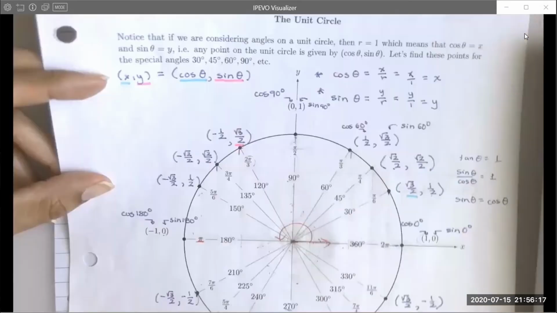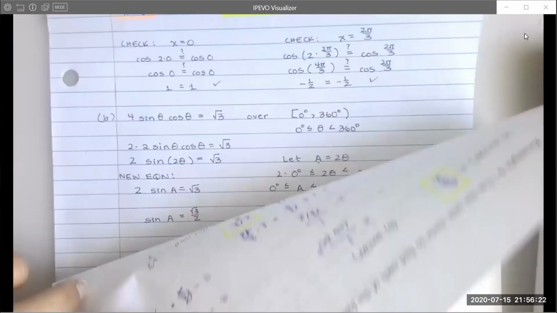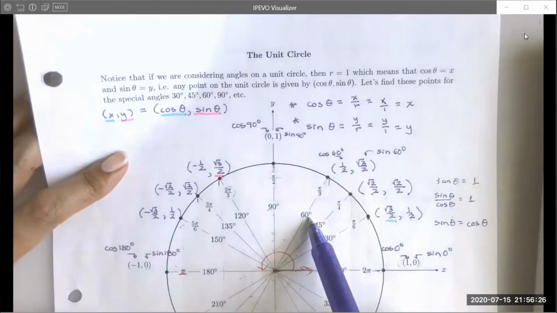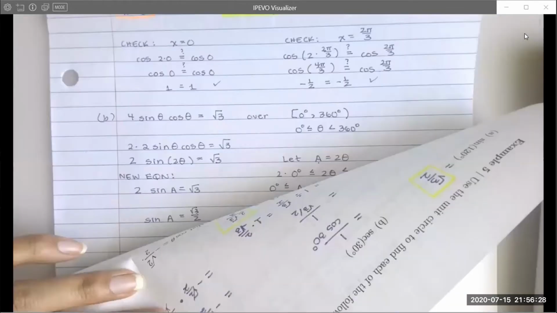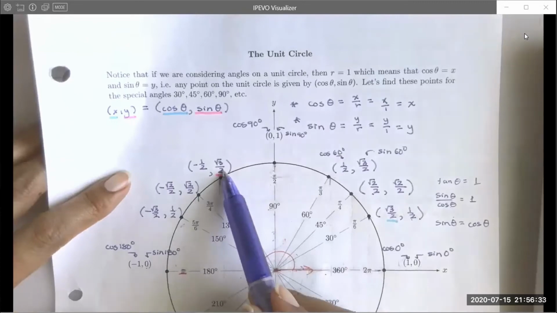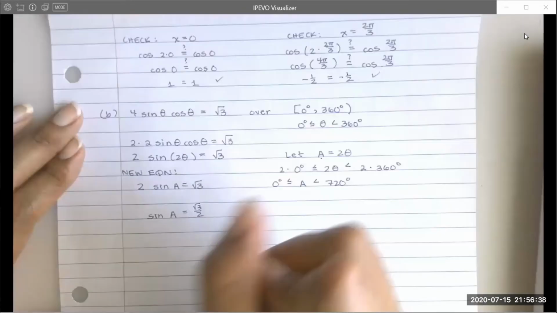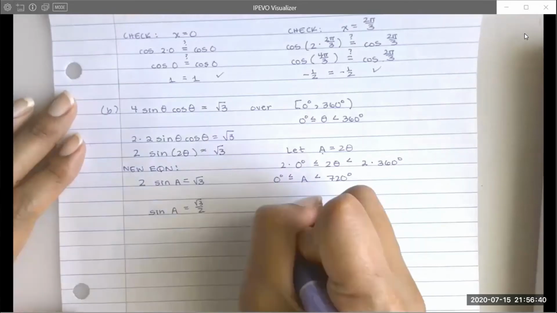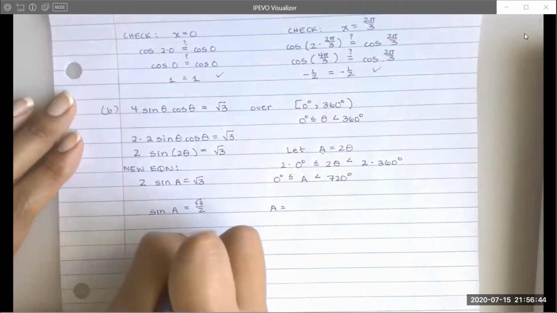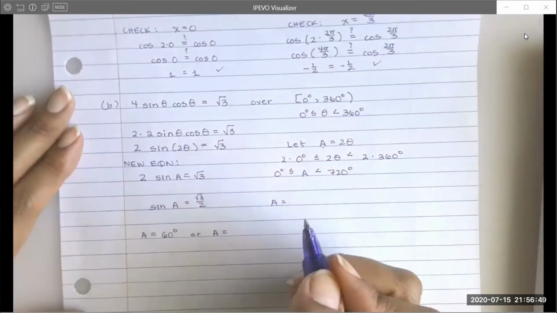That needs to happen in quadrant 1 and quadrant 2 because that's where sine is positive. Sine would be looking at the y-coordinate. So first it happens at 60 degrees. The other one happens at 120. That's when we have sine being radical 3 over 2. So it would happen when a is 60 degrees, or when a is 120 degrees.